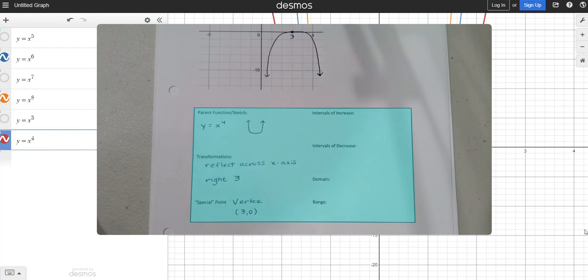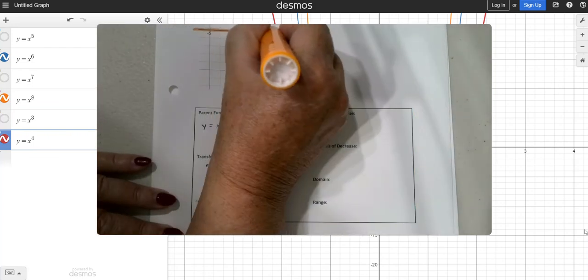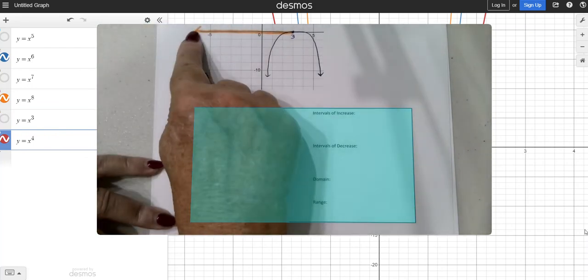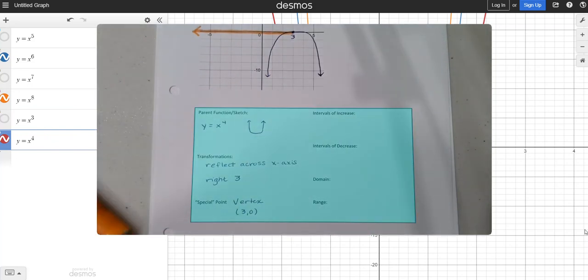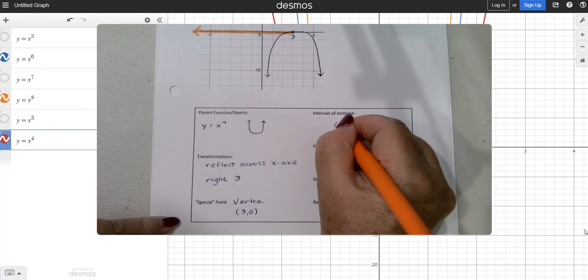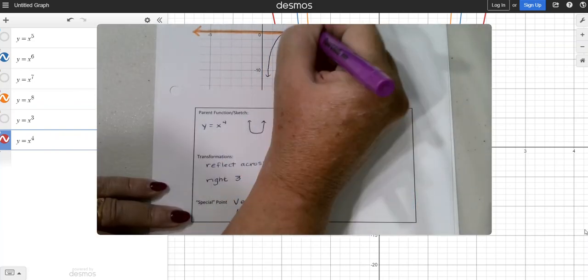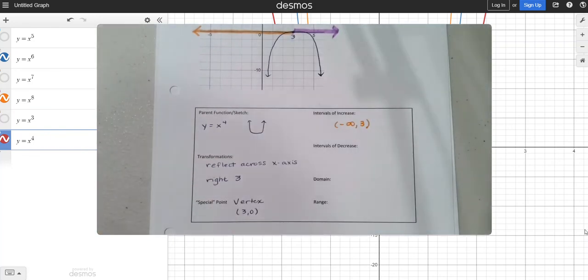All right, intervals of increase. This graph actually starts out increasing, and it continues to increase until I get to the vertex, where x is 3. So from negative infinity to 3, my graph is increasing. As far as intervals of decrease, my graph decreases starting from 3 forevermore. So from 3 to infinity, I have that decreasing graph.